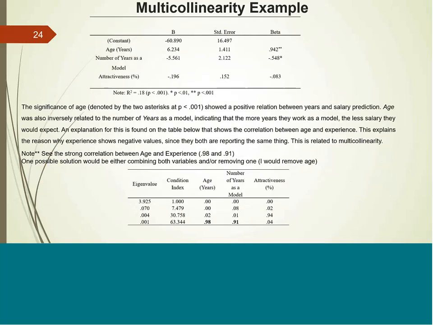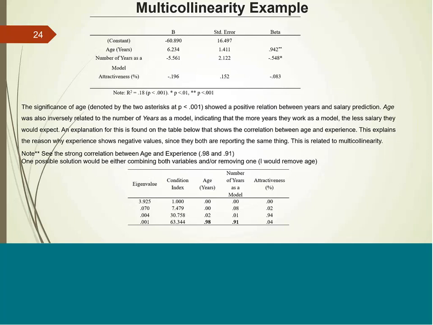So this is one of the examples I use in class for multicollinearity. We are trying to predict salary based on age, number of years as a model, these are women models, and attractiveness.